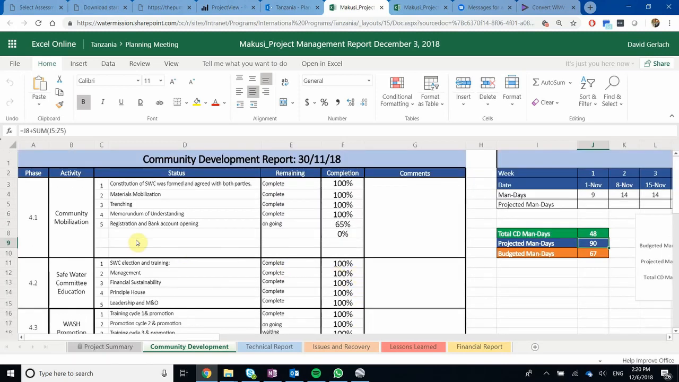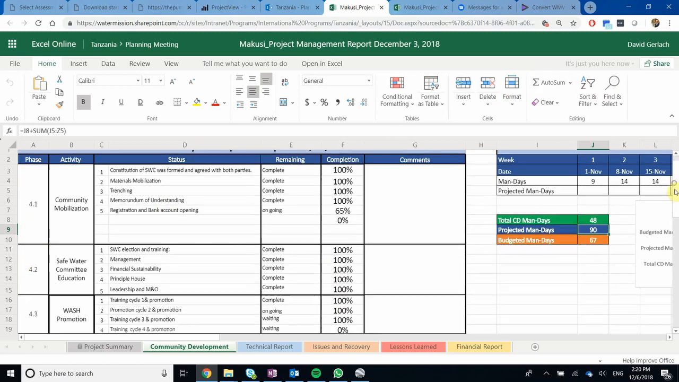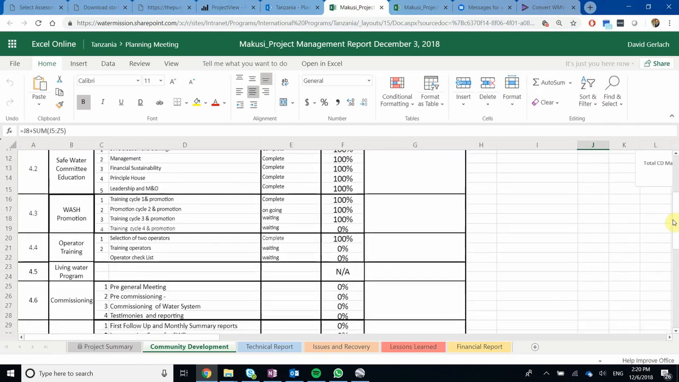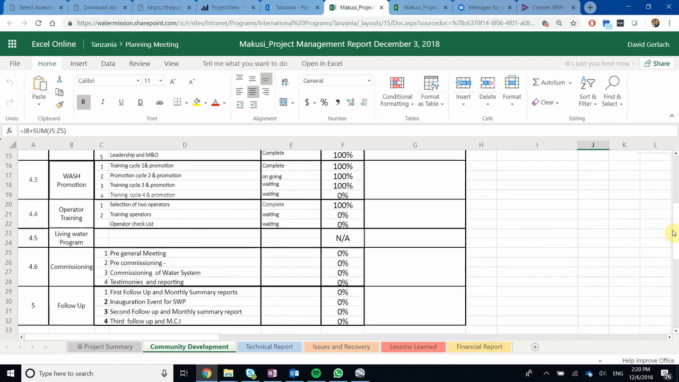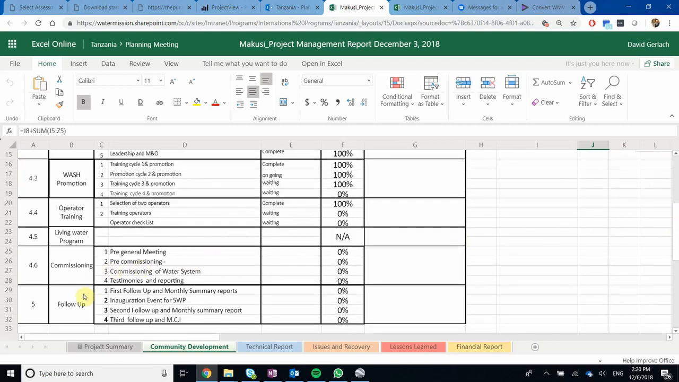And this goes on for each of our different phases. So phase 4.1, 4.2, 4.3, 4.4, 5, and 6. It goes the whole way up to follow-up, although for this one with the implementation, we're probably not going to be tracking follow-up, as this is going to go on for at least a year after we are done with the project. In some cases, like this 4.5, you can see that there's no activities. That's because we're not doing any living water in this community, and so that's not applicable.